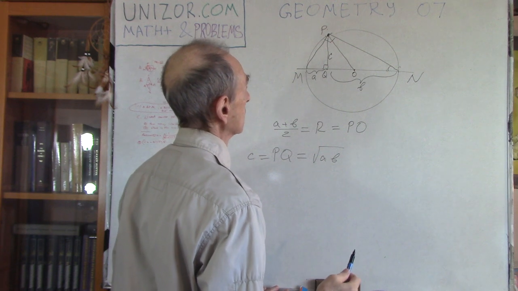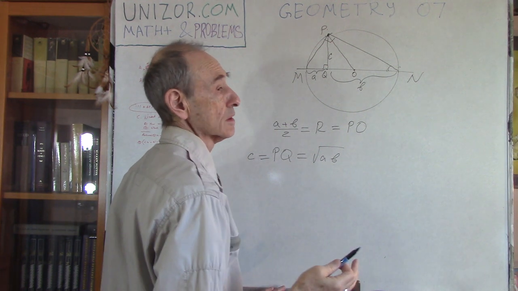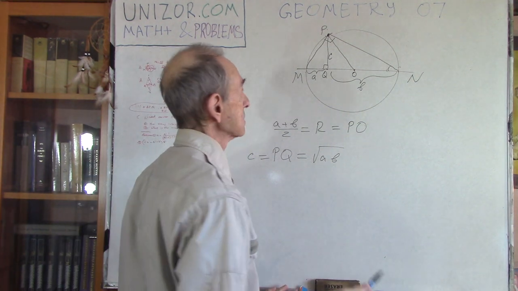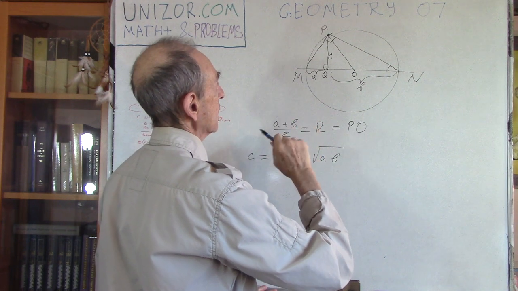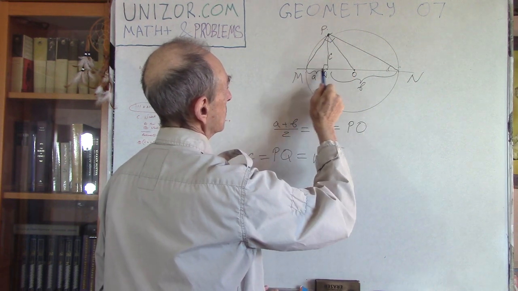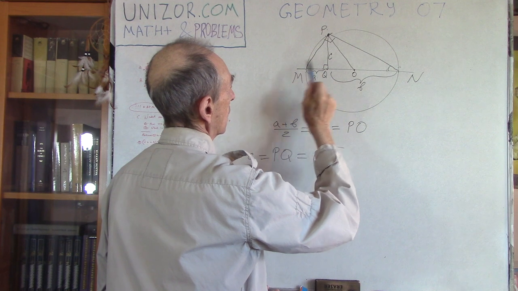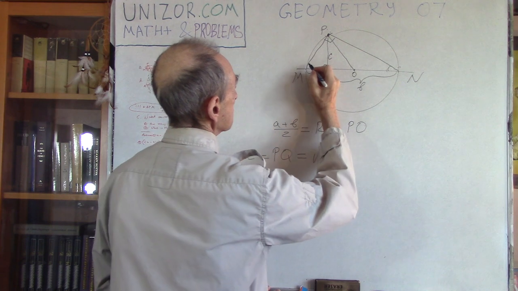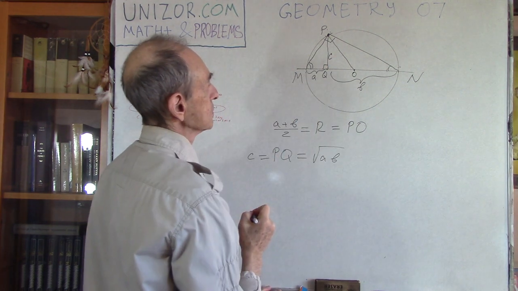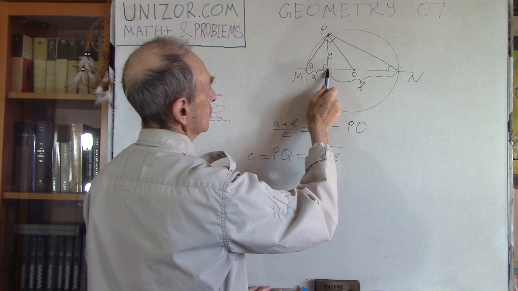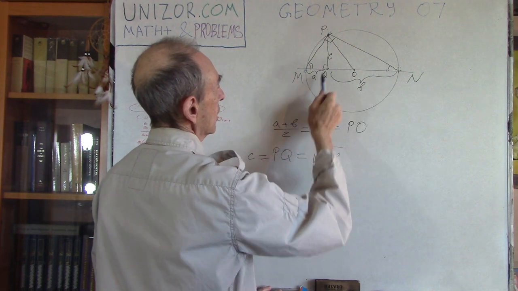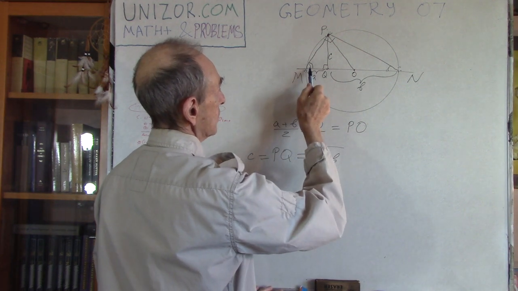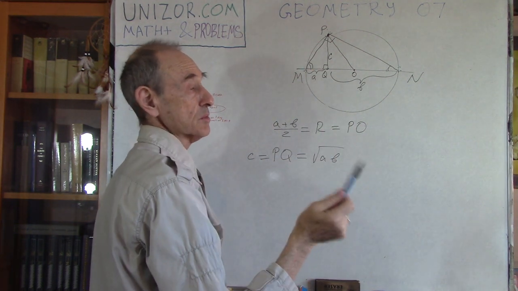From similarity of these triangles, there is some proportionality of the sides. But now consider yet another triangle, PMQ, and the same PMN. Again, this angle is the same in both, right? Again, PMQ and PMN, both are right triangles, and they have the same angle, so again, they are similar.